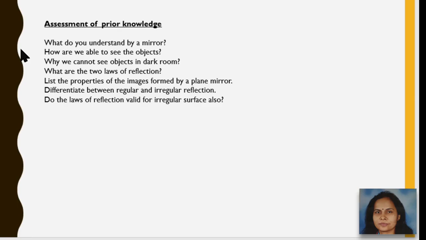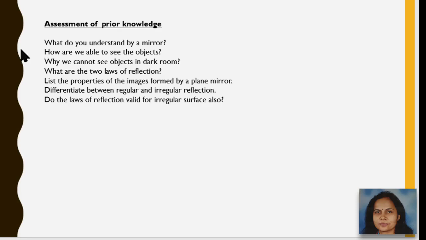We are able to see the objects because when the light falls on the objects they will reflect the light and that reflected light will be entering into our eyes and we are able to see the objects. Similarly, why we cannot see the objects in the dark room? Because in the dark room there is no light and there is no light which is getting reflected from the object and which can enter into our eyes. So we cannot see the objects in the dark room.